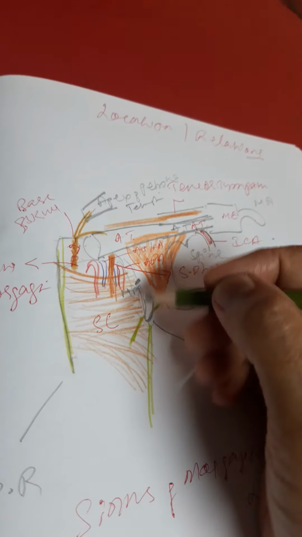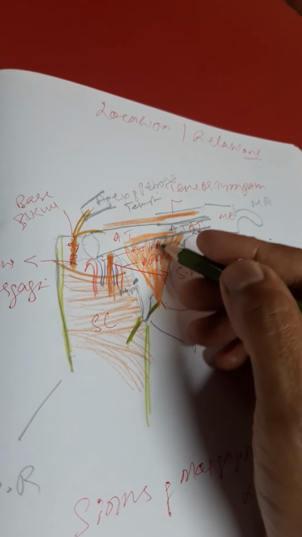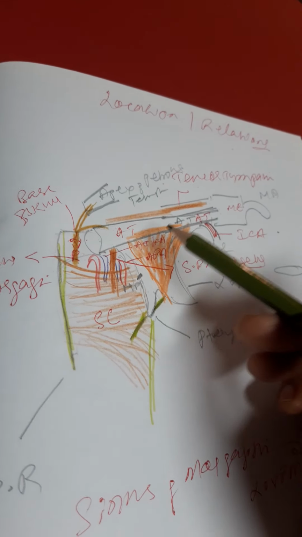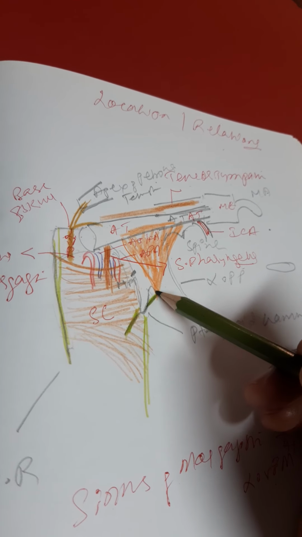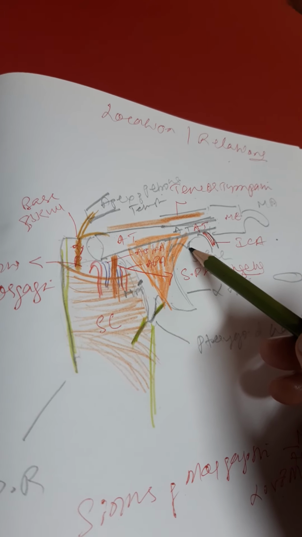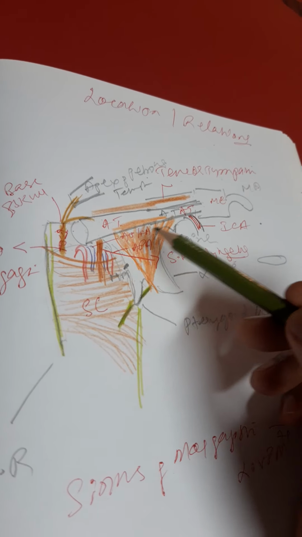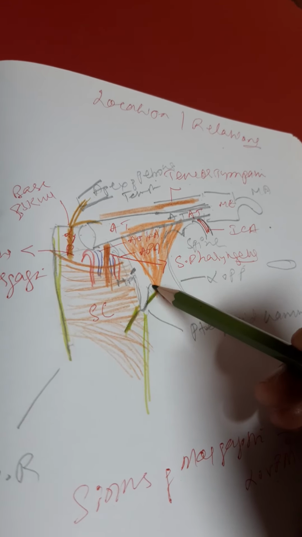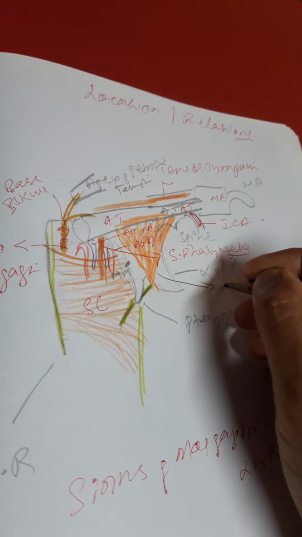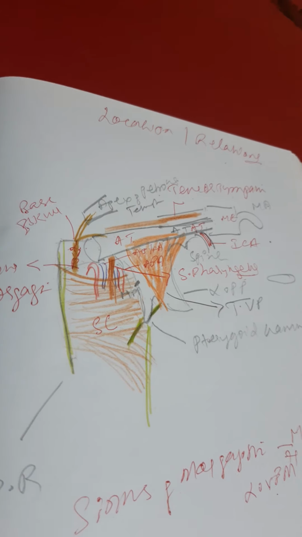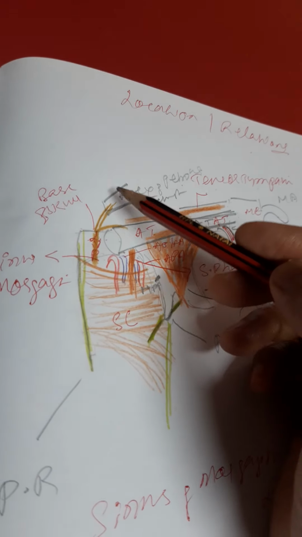Let us use some other green color. So now this is your tensor veli palati muscle. The large triangular muscle taking origin from the spine of the sphenoid, the lateral aspect of the auditory tube, and then the scaphoid fossa of the medial pterygoid plate. Now this muscle is called tensor veli palati muscle. So the lateral aspect of the tube is related to tensor veli palati muscle.